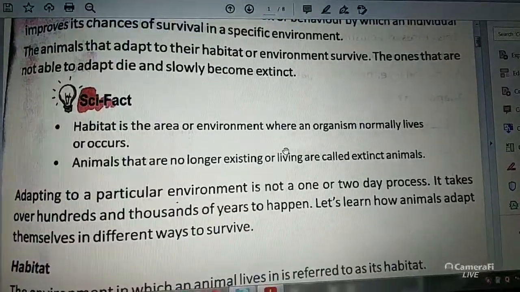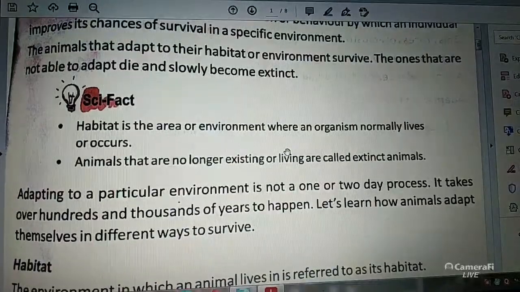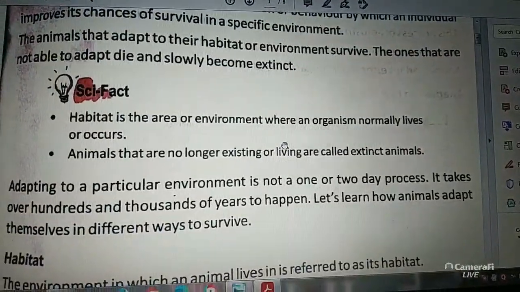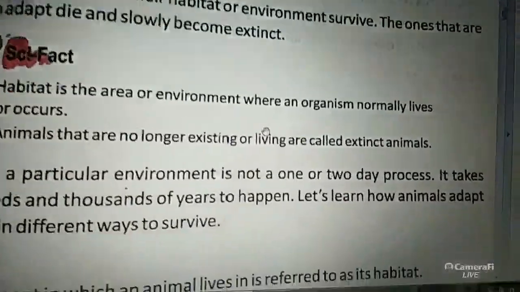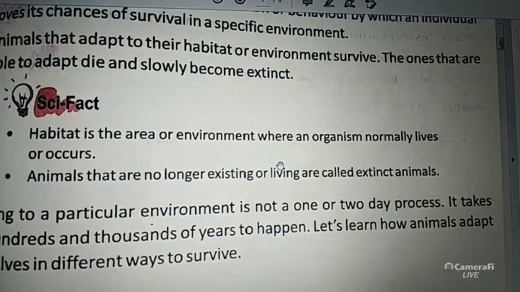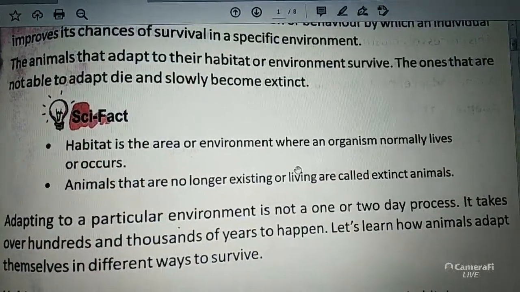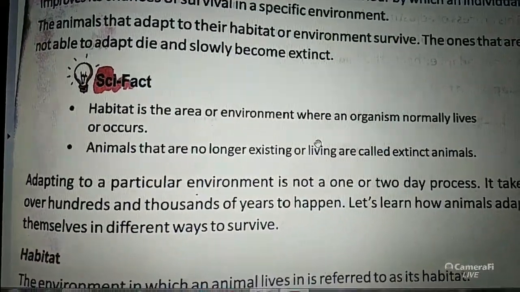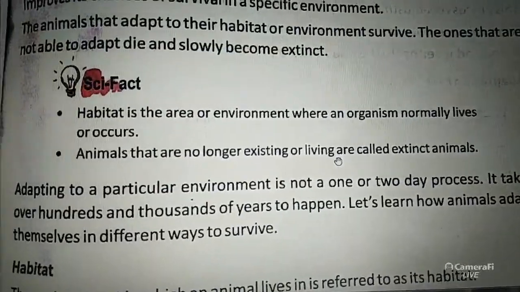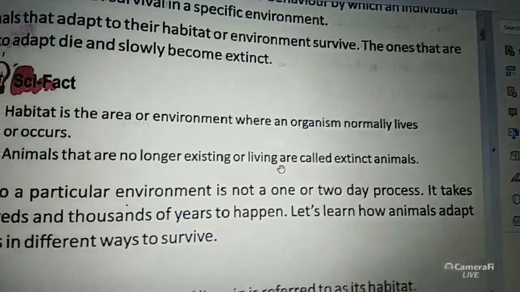That means the situation of the earth is not supporting their survival, the survival of the dinosaurs, the survival of the dodo bird, so they can't live. They can't adapt themselves to the earth environment. Dinosaurs couldn't grow the special features to adapt themselves to the climatic conditions of the earth, so they couldn't survive. So animals that are no longer existing or living are called extinct animals.